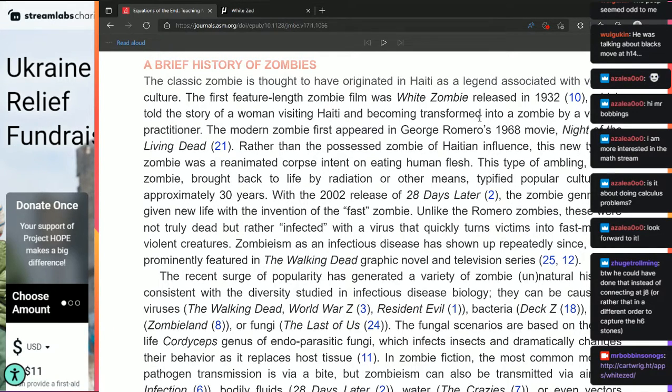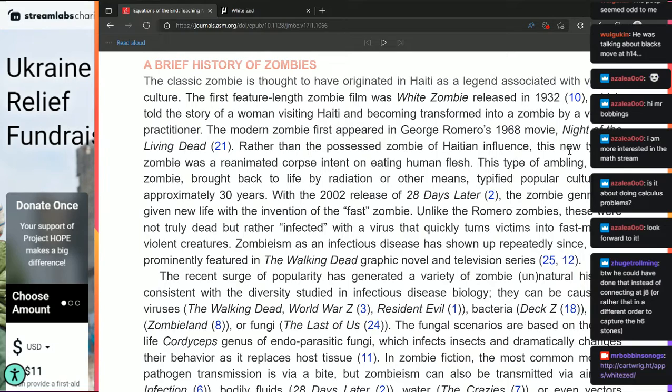Rather than the possessed zombie of Haitian influence, this new type of zombie was a reanimated corpse intent on eating human flesh. This type of ambling slow zombie brought back to life by radiation or other means, ghouls of Fallout 4, typified popular culture for approximately 30 years.